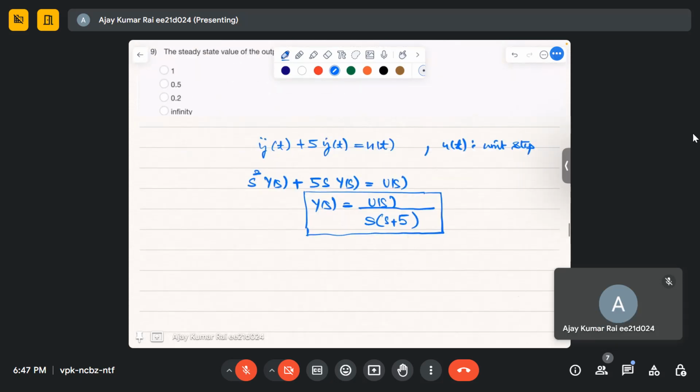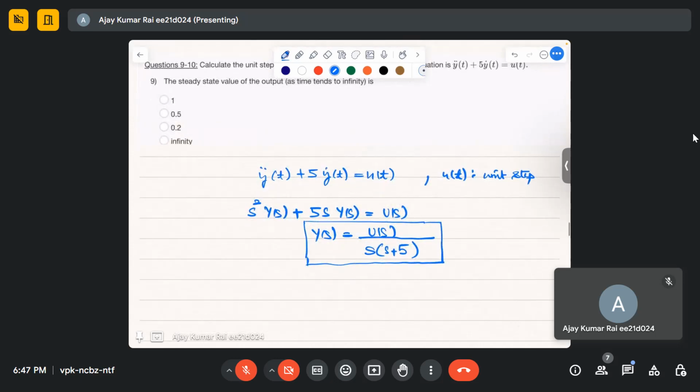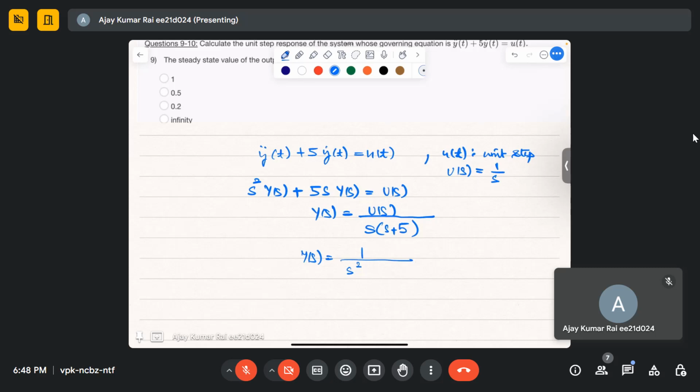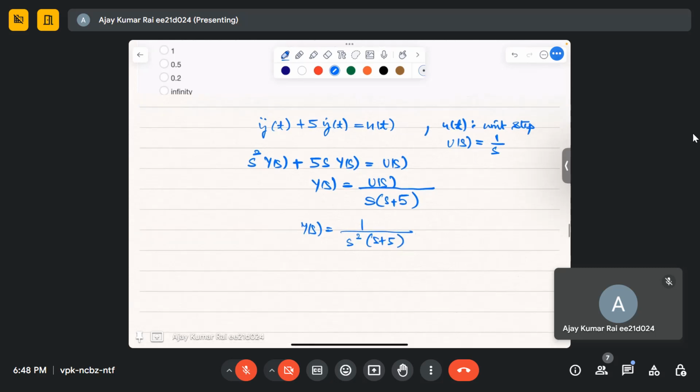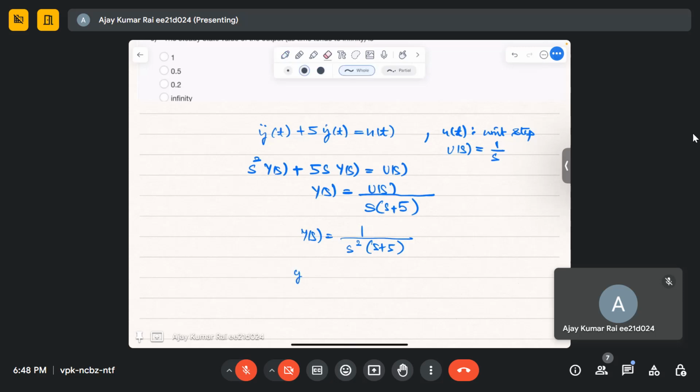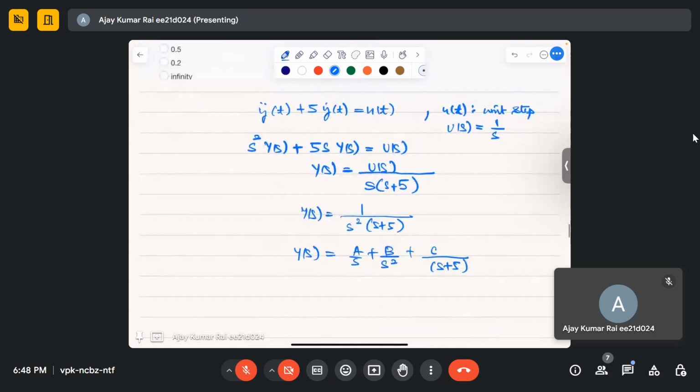Okay, so let us do our question, the steady state value of the output. Let us first find y of t, right? U of s is equal to 1 by s. So Y of s will be equal to 1 by s square into s plus 5. How to find this? A by s plus B by s square plus C by s plus 5. This is how you find it. Can you find the coefficients here?